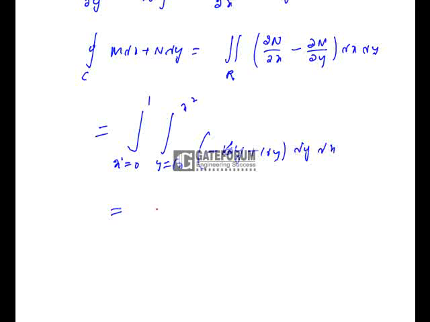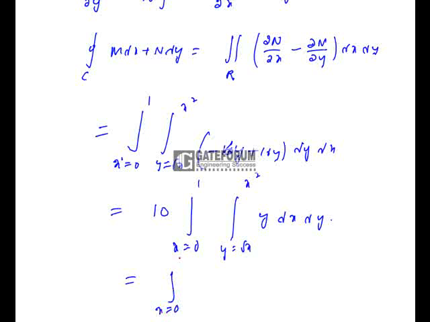This can be written as 10 times the integral, x equals 0 to 1 and y equals root x to x square, y dx dy. If we integrate, it will be x equals 0 to 1, 10 is out, y square by 2 with y equals root x to x square.